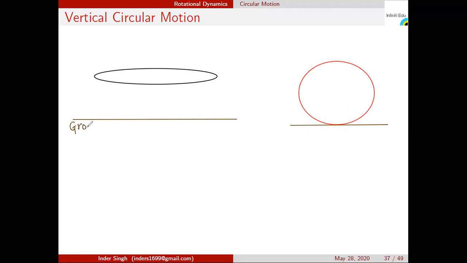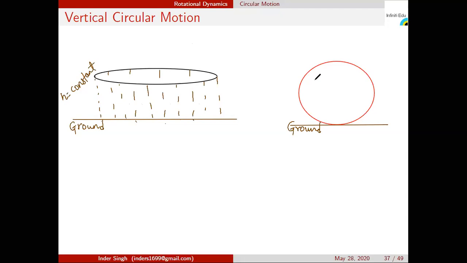If this is ground level, suppose I say this is an imaginary ground level, then the height of this horizontal circular motion from the ground level, this height factor is constant. This height factor does not change in horizontal circular motion. So height is constant.